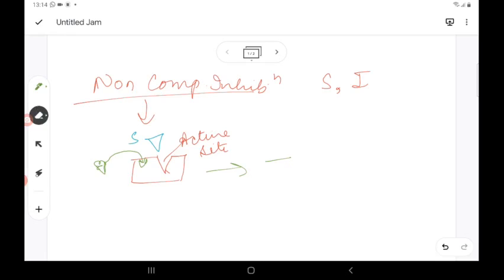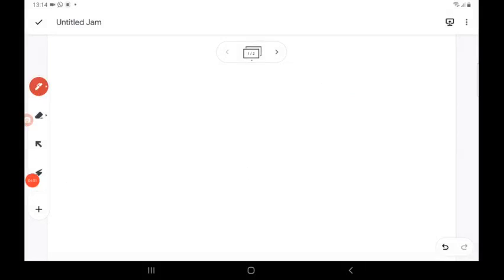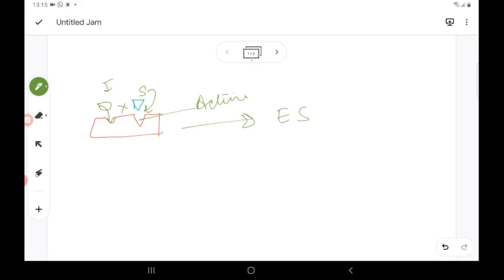Oh sorry, let me take another color. So suppose this is an enzyme, this is our substrate and this is our inhibitor. The inhibitor will bind at a site other than the active site, and it will distort the structure of the enzyme, or distort the active site. So definitely there is no competition between substrate and inhibitor, because the inhibitor is binding at the other site. Though the active site is available for binding of substrate, the substrate won't be able to bind with it because the site is distorted now. So the enzyme substrate complex will not form, and the product will not be formed.